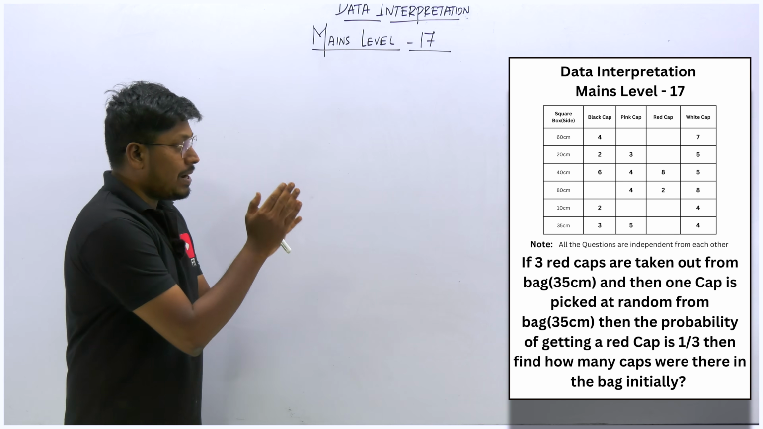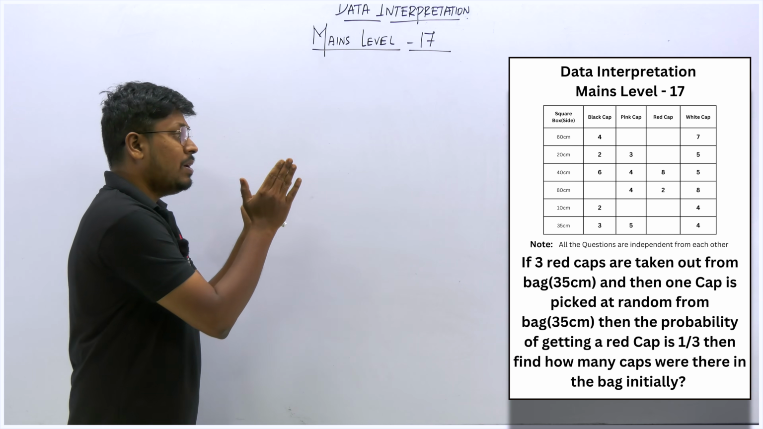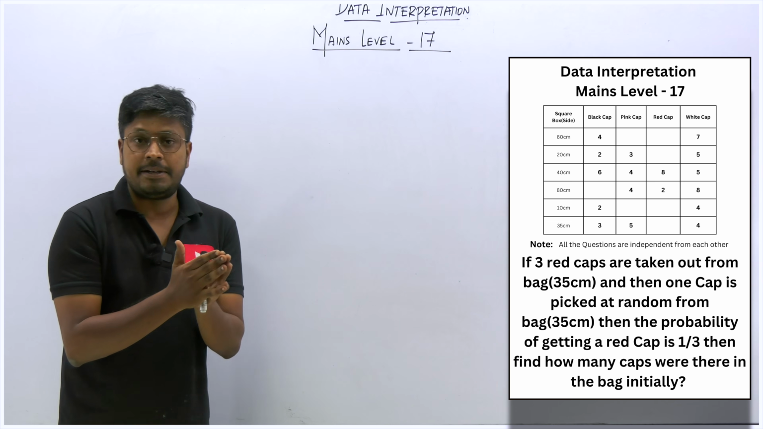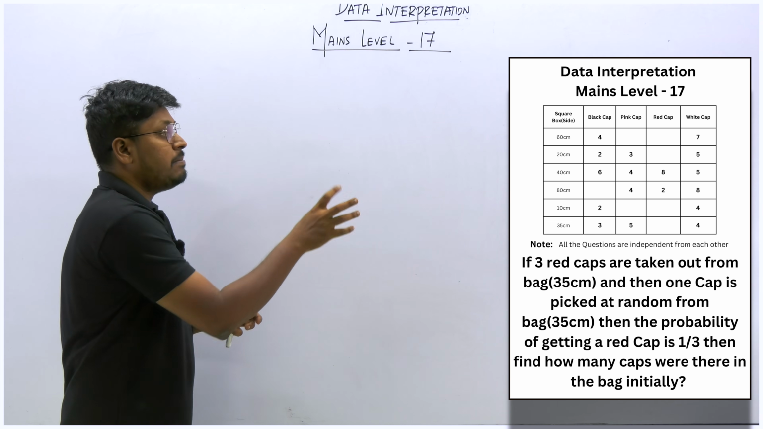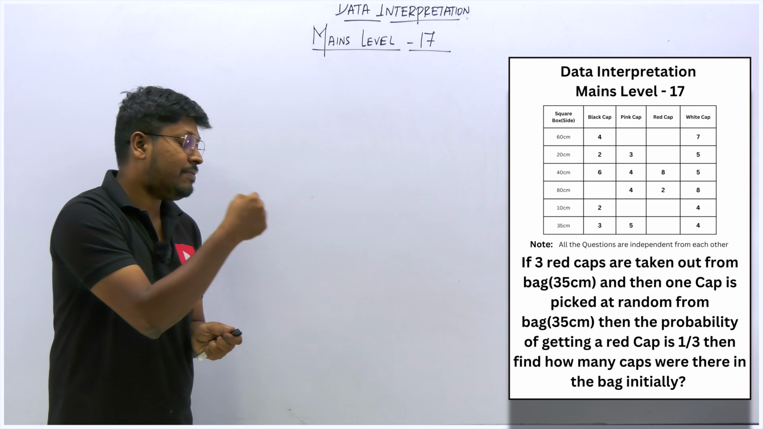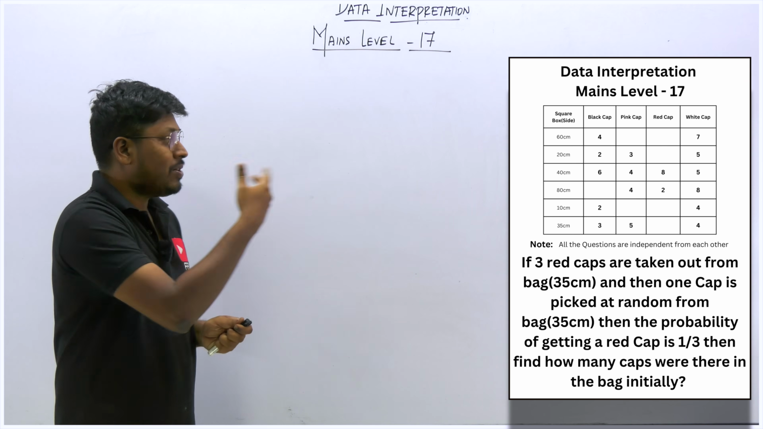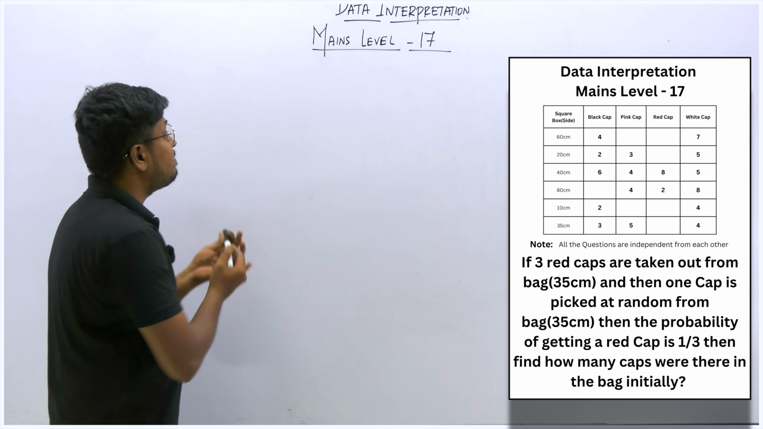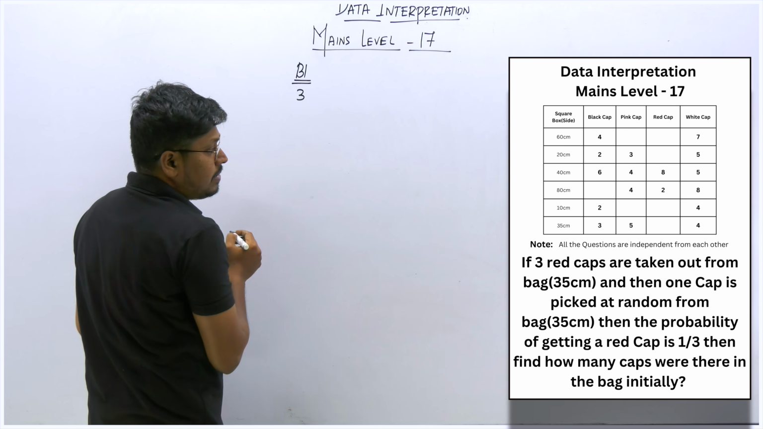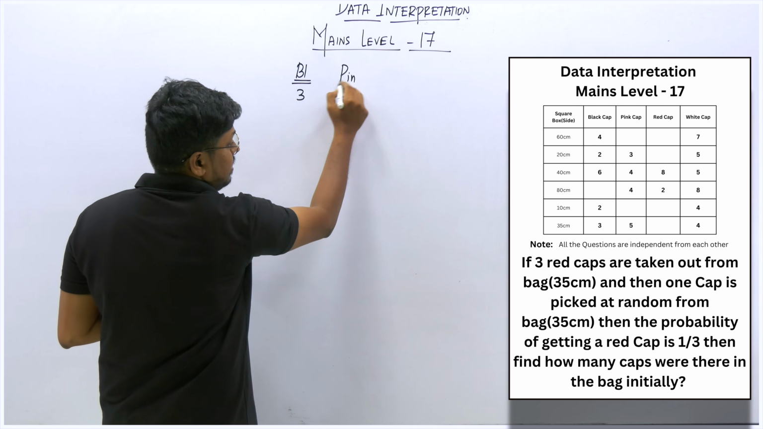So friends, first try to understand the question, what they are saying. If 3 red caps are taken out from the bag of 35 centimeter. So first, the bag 35 centimeter: according to the chart you can see the last column. The last column will be the 35 centimeter square bag. So what are all the colored caps that we have? Black color, right? How many black caps are there? 3. And then pink. How much is pink?